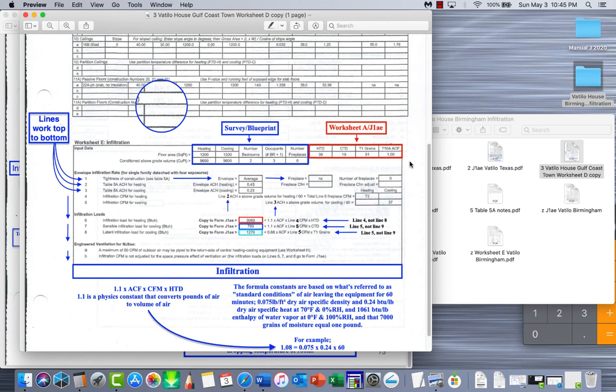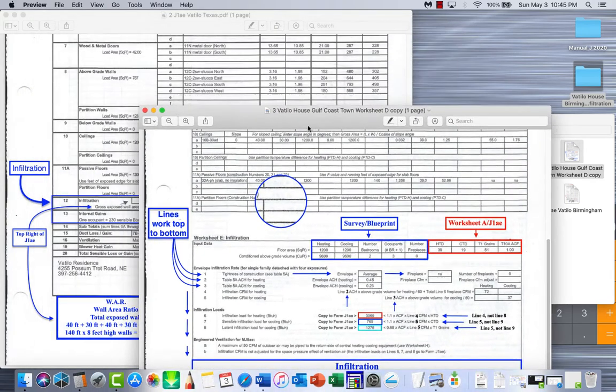Hello, this is heat load calculation part 13. We're dealing with infiltration on this one. There's some corrections that need to be made. These are out of the book and I've just noticed them as we were doing them. But this would be worksheet E for your infiltration.